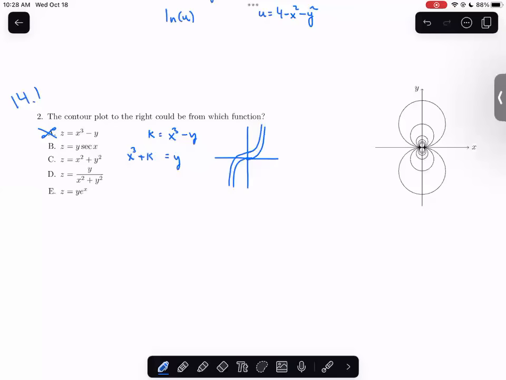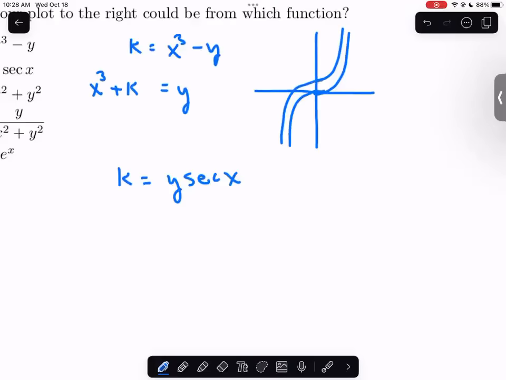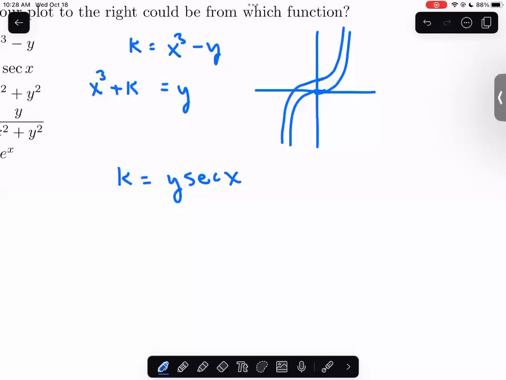And we can go down the list. I could next look at B for a little while, and I could think about if I had k equal to y secant of x. And just like before, quite often when I'm graphing things, I like to solve y equals, because that's what we've been trained to visualize. So for a lot of functions, I solve y equals. And so I'd like to get the secant onto the other side. Well, I could divide by secant. But remember, secant is already a reciprocal function in its own right. Secant is 1 divided by cosine as is.